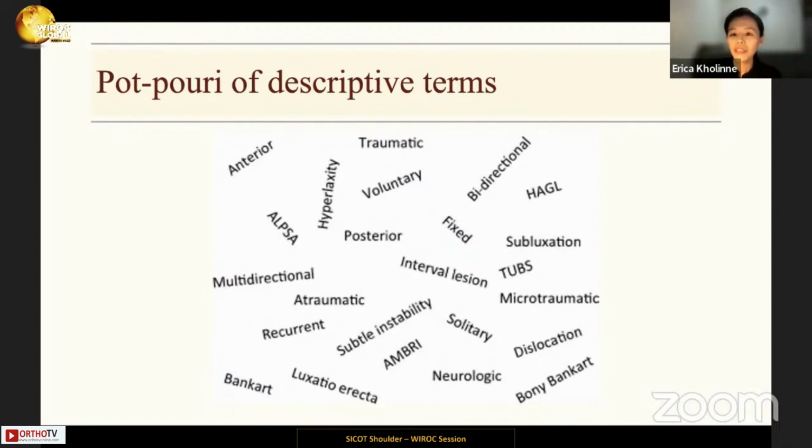We do not have a clear definition of glenohumeral joint instability in the literature, and the papers tend to use a potpourri of descriptive terms, which unfortunately are well received by most of us. These problems lead to heterogeneity in the literature, making comparisons of different treatments difficult and meta-analysis nearly impossible.